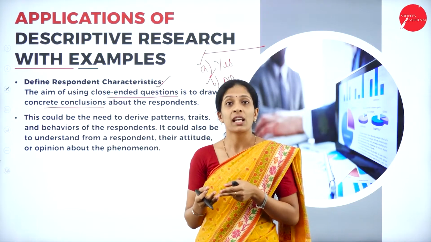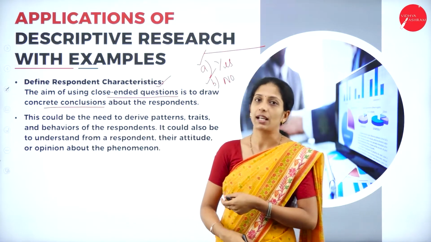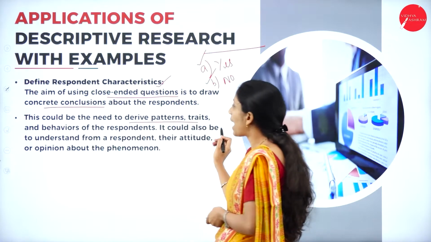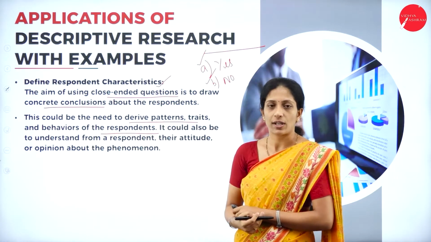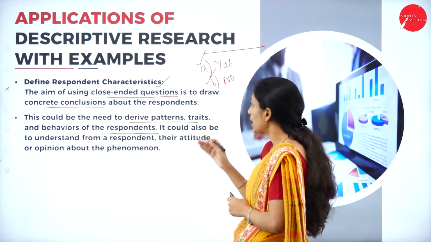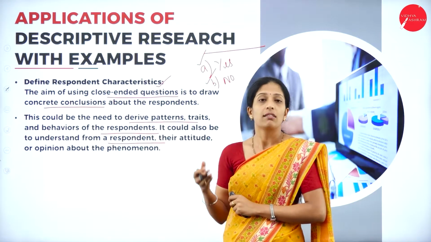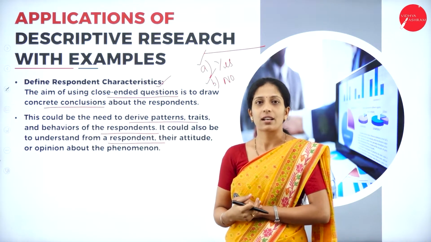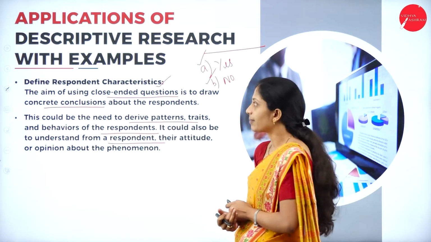In descriptive research, what is the main aim of using close-ended questions? Because in order to get the conclusion for a particular question or problem. This could be needed to derive the pattern, traits and behavior of the respondents. By using close-ended questions, it helps the researcher identify the characteristics of the respondents. It could also help understand their attitude, their opinion, their behavior, which can be identified easily by the researcher under this descriptive research, because all the questions will be in the form of close-ended questions.